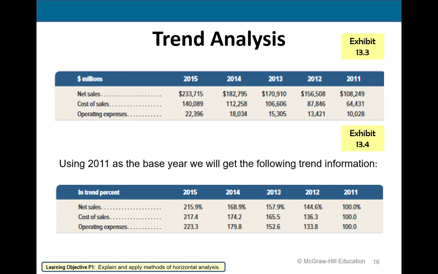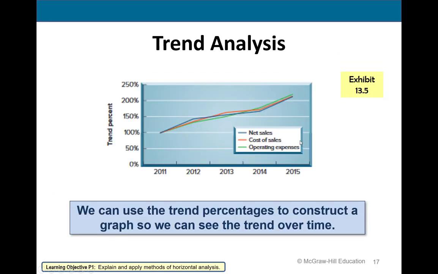These are four of Apple's current and prior financial statements. The base period is 2011, and the trend percent is computed in each subsequent year by dividing that year's amount by its 2011 amount. For instance, the revenue trend percentage for 2015 is 215.9%, computed as 233,715 divided by 108,249. These are trend percents using the data from Exhibit 13.1, and they're shown in Exhibit 13.4 down here on the bottom.